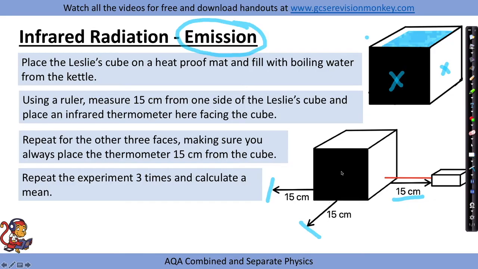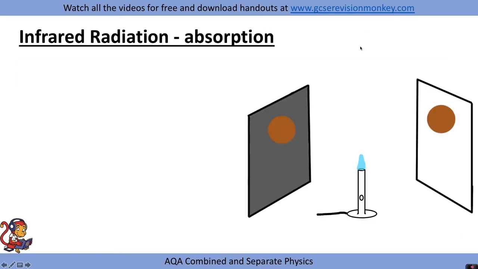The surfaces, such as matte black, which are really good emitters of infrared radiation, should give you really high readings of infrared radiation coming off of the Leslie's cube, whereas surfaces such as white and silver, which are poor emitters, will have lower readings. Alternatively, you could be asked about the absorption of infrared radiation instead of emission.